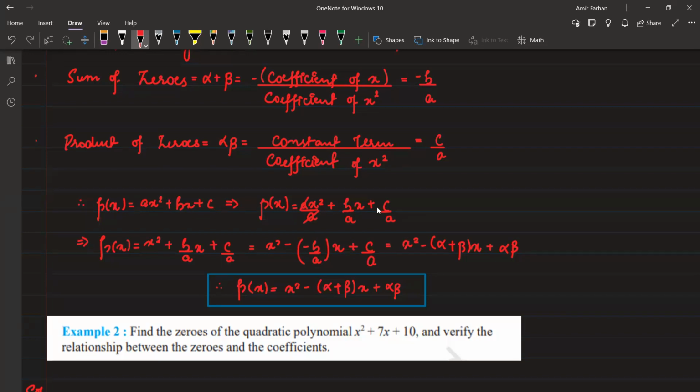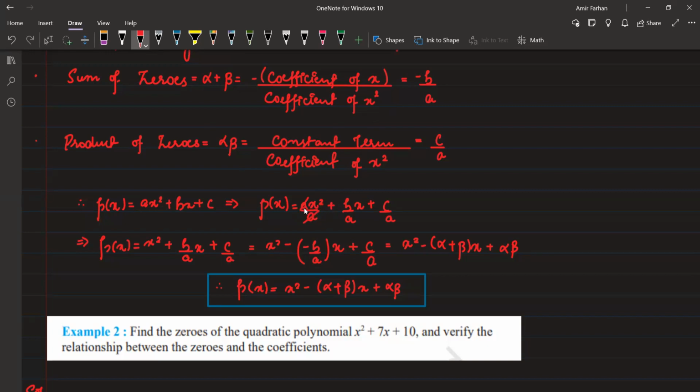Okay. Next thing is that basically I need minus b by a, because I need to substitute the value in terms of alpha plus beta and alpha into beta to form a general equation. For that, I will split this positive sign as minus of minus sign. Clear?